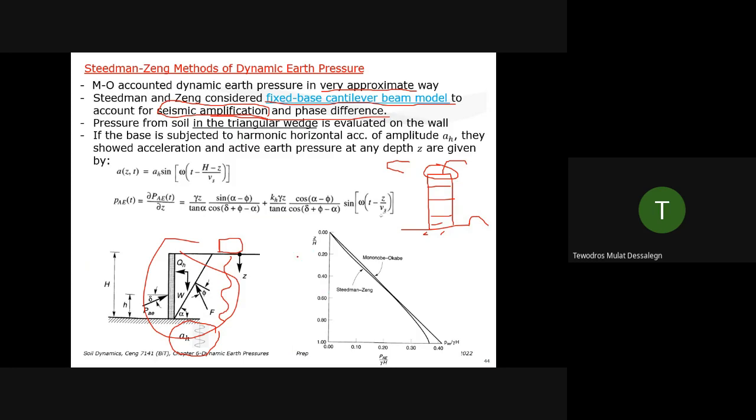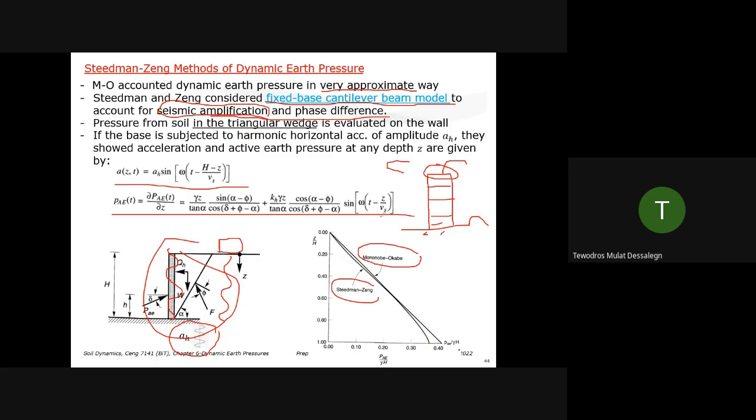So to avoid that approximation, Steedman and Zeng use a cantilever approach and see how much it amplifies. And they came up with some solution. And they compared it with the Mononobe-Okabe method. With a single value, the Mononobe-Okabe method gives a straight line, and Steedman and Zeng a little bit non-linear. But pretty much it's similar for design. From a design perspective, because you account for so much approximation and conservatism, this difference is not that significant.